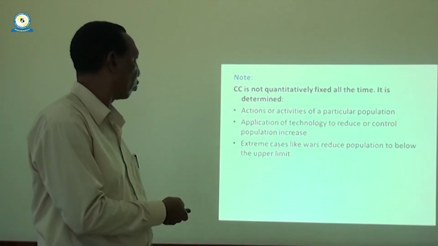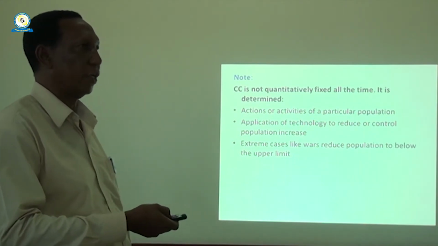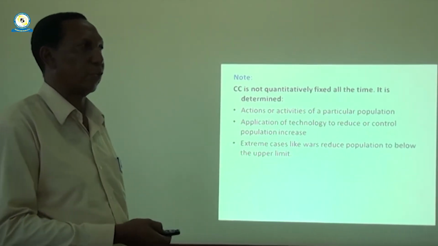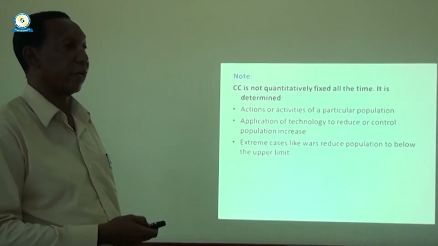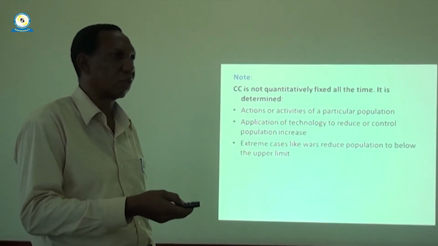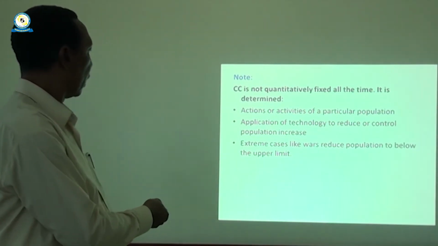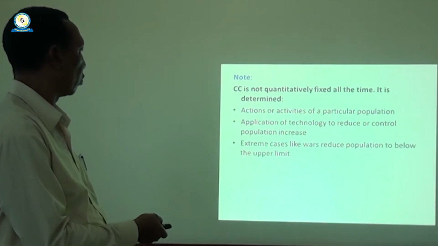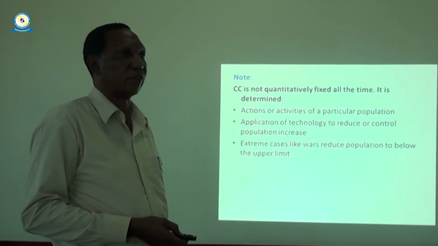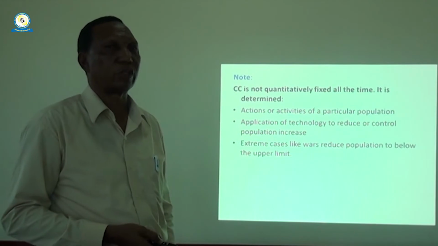Second, the application of technology to reduce or control population increase. Since population and the resources are directly related, once you control the population, say you slow down the rate of population increase, it has some impact on the resources, that is, to some extent it saves the resources. But also on the extreme side, cases like wars reduce population to below the upper limit. These are negative checks which, according to Malthus, check the population when it increases.